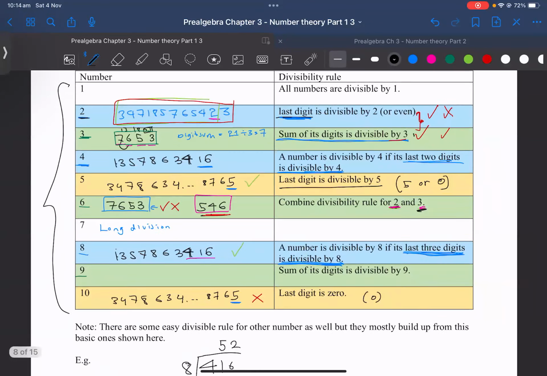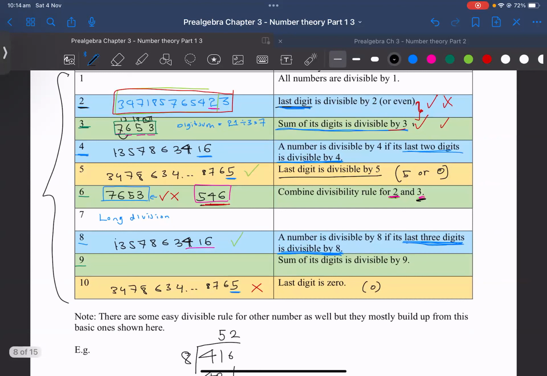9 is what we go to next. I think 6 is probably the hardest. 9 is actually very similar to 3. For 9, instead of checking if it's divisible by 3, you check if the sum of the digits is divisible by 9. So if I give you a number like 3, 4, 5, 7, 8.